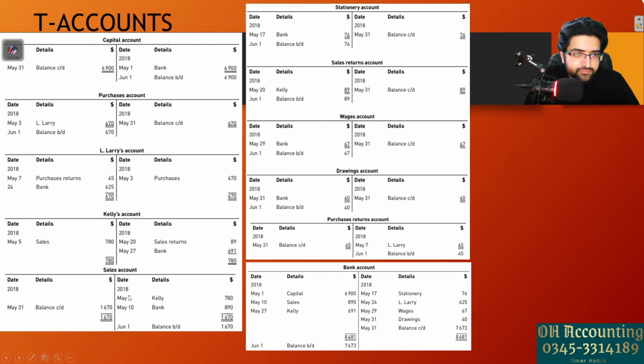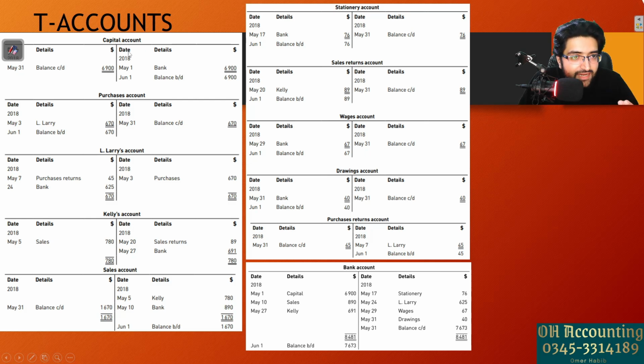Let's see. Okay. These are example T accounts. This is how we make T accounts. It's a T-shaped account with debit and credit side. The left hand side is the debit side and the right hand side is the credit side. I also explained to you how you have to balance T accounts. So these are balanced T accounts in front of us.